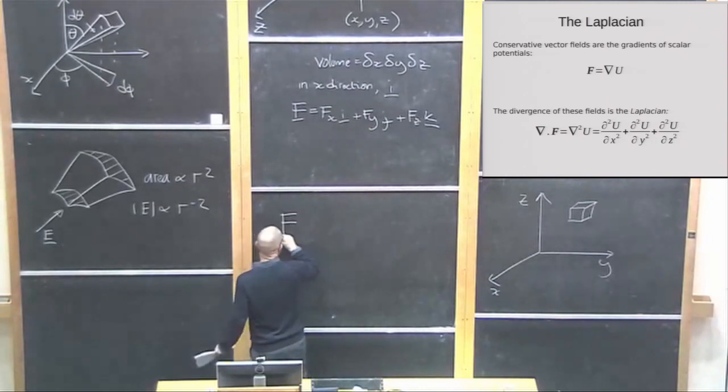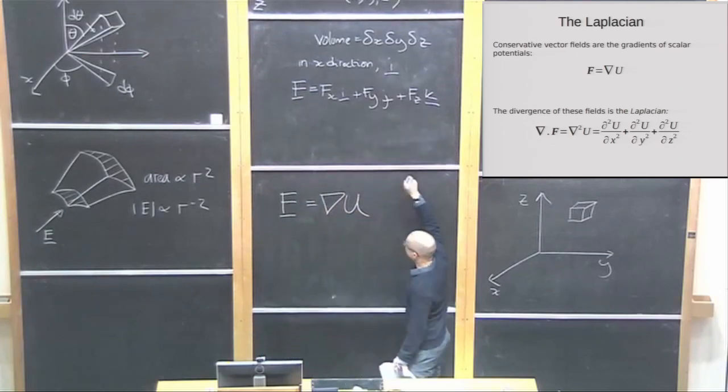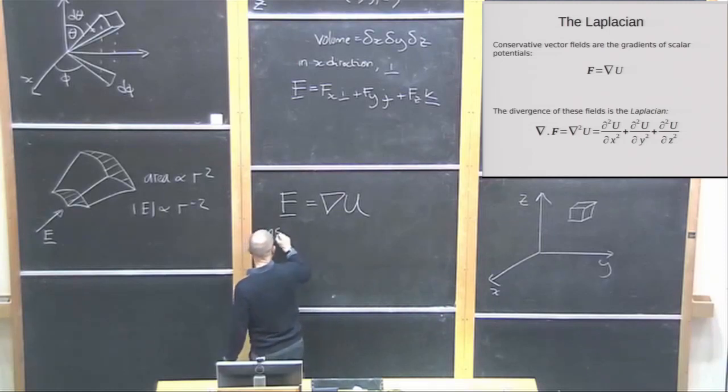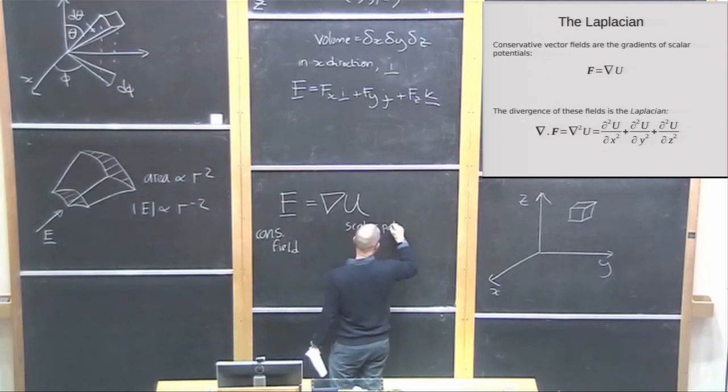So we know that if F is a conservative field, then F is the gradient of some scalar potential. So F here is a conservative field, and U is a scalar potential.